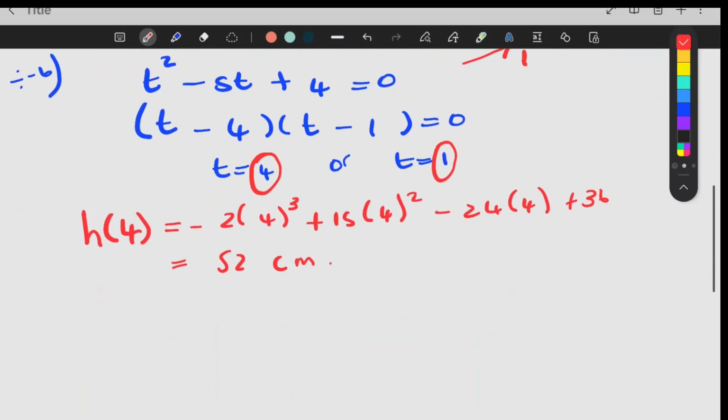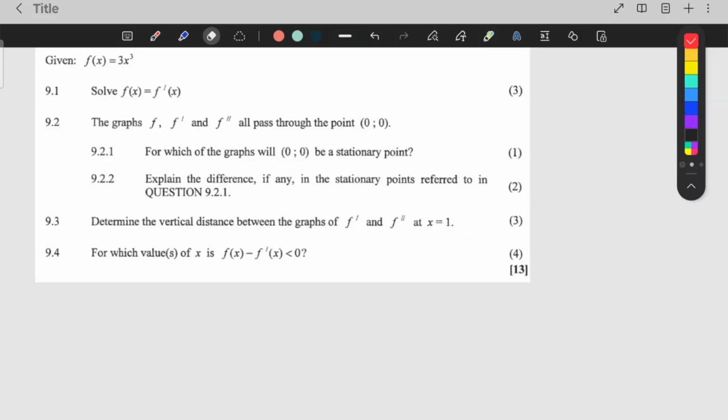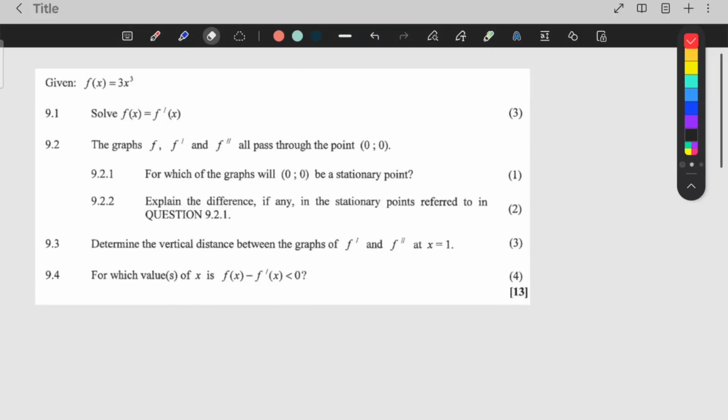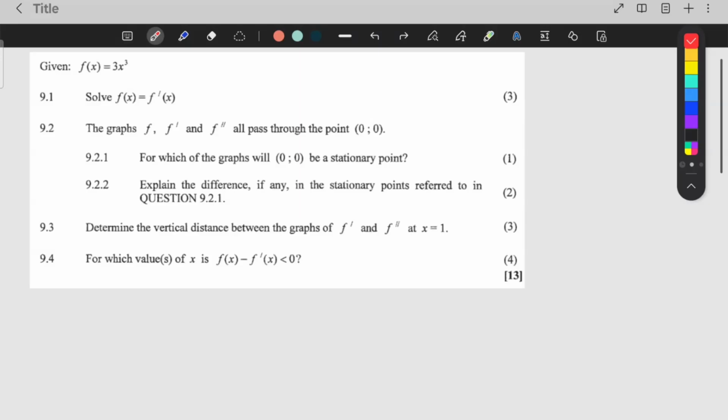Let's go to question number 9. Question 9 says, given is f of x, which is equal to 3x to the 3, and 9.1 says, solve for f of x is equal to f prime x. Okay, so we have to make this equal to this, and then solve for x.